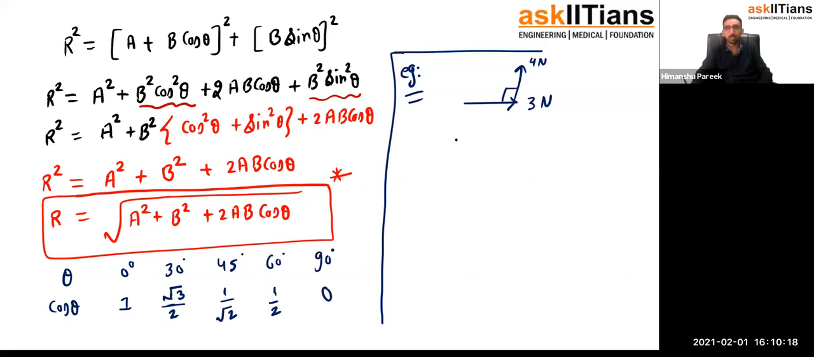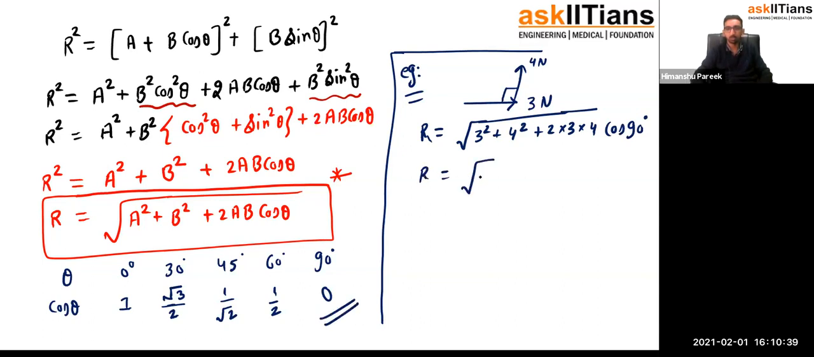So here the angle between them is 90 degrees. So what will be the r vector? Magnitude is square root of 3 square plus 4 square plus 2 multiplied by 3 multiplied by 4 cos theta, where theta is 90. Cos 90 is 0. If cos 90 is 0, then r will be equal to what? Square root of 3 squared plus 4 squared, which is 9 plus 16, 25, and that is equal to 5. That's it.